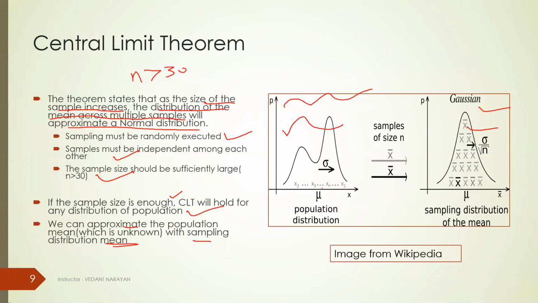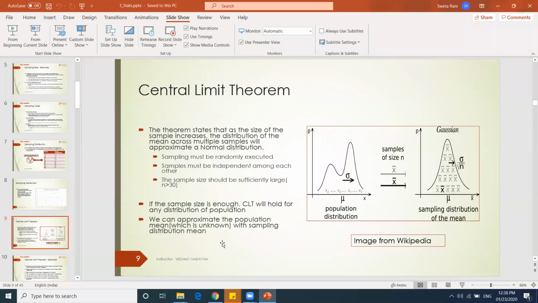Like if mu is unknown, we do not know the mean, then we can say that mu is equal to mu x bar, meaning the mean of this sampling distribution. We can approximate it, and it is found that this is a fairly good approximation. So I hope you understood the central limit theorem, but I will move to an animation so that you understand it intuitively. So let's move on to an animation.